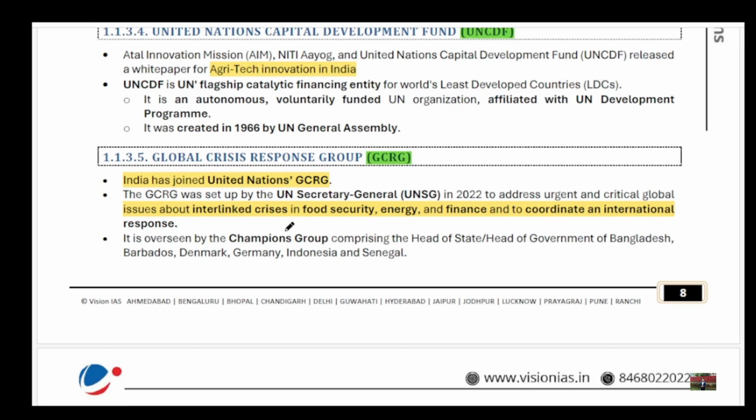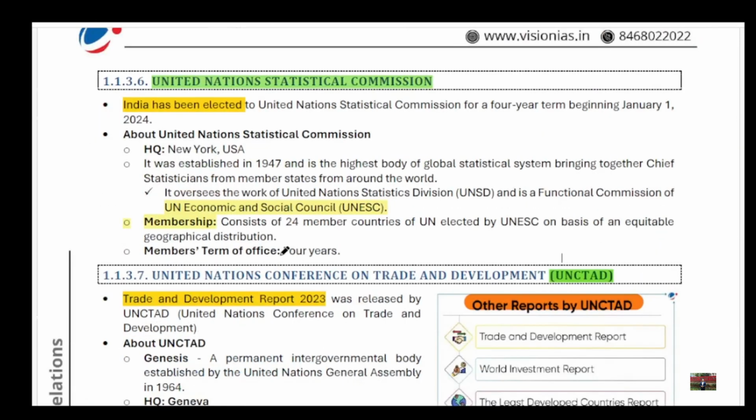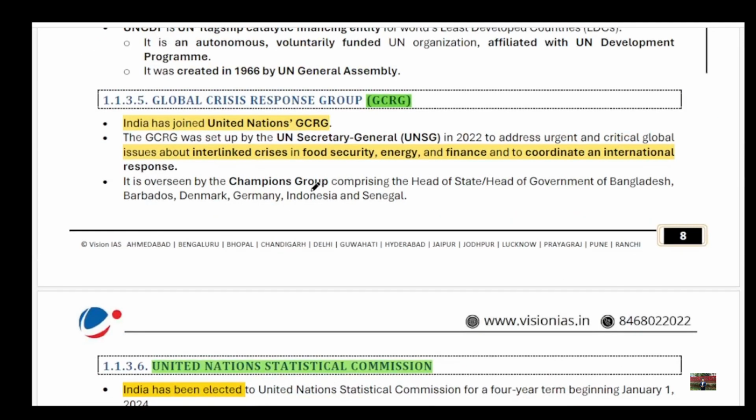The next one is the Global Crisis Response Group. All right. India has joined the United Nations Global Crisis Response Group. This is an important fact, whether India is a part of UNGCRG, that is the Global Crisis Response Group, or not. India has recently joined the United Nations Global Crisis Response Group.